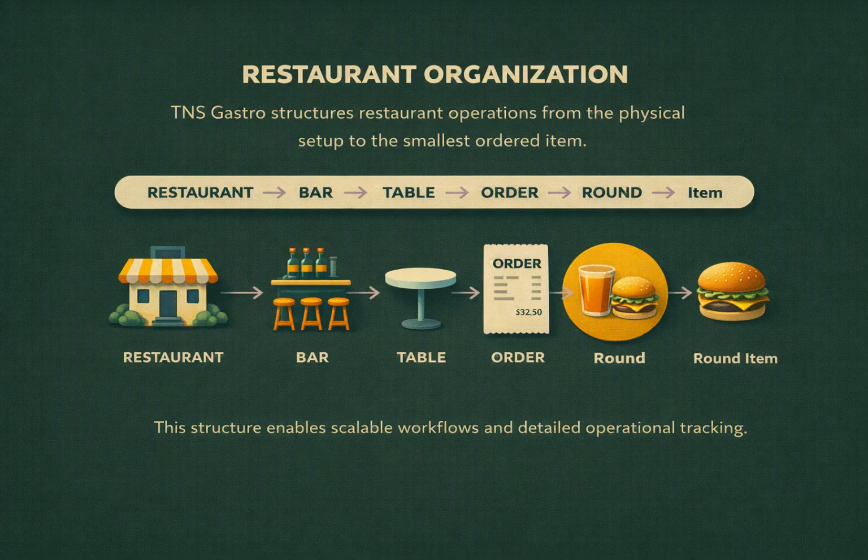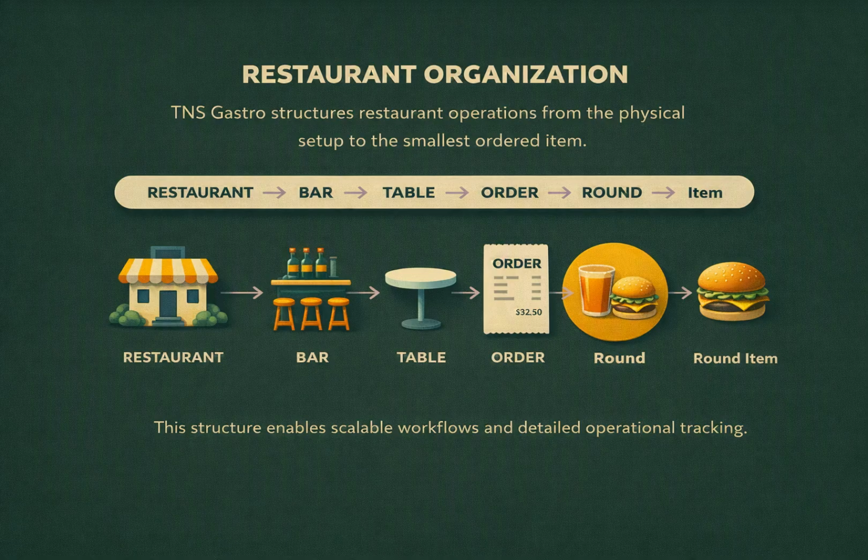When a guest places an order, the system creates an order for one table in one bar. TNS Gastro supports more concurrent orders for one bar. An order represents the complete transaction between the guest and the restaurant. An order consists of one or more rounds. A round represents a single ordering action. During one visit, a guest may create multiple rounds. Each round consists of one or more round items. A round item represents a single product ordered by the guest.